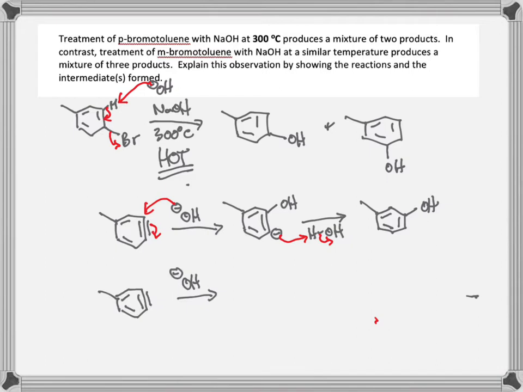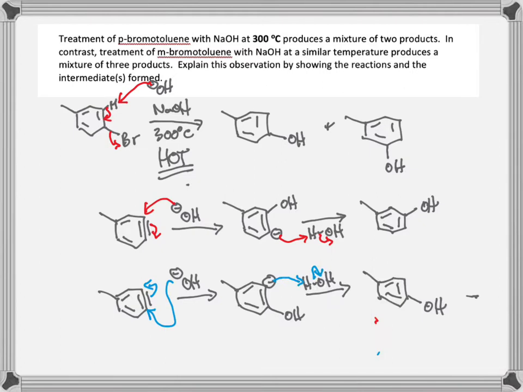So I have another copy of the benzyne intermediate, and it's going to react with hydroxide and have an attack happen at the other position. So again, we get the anion that abstracts a proton from the water solvent and gives us the product p-methylphenol. All right, but now we need to explain the other half of the question, which is about m-bromotoluene and how it gives 3 different products.